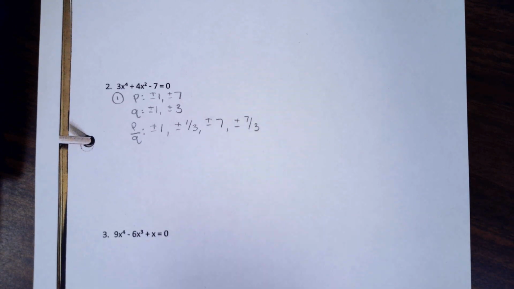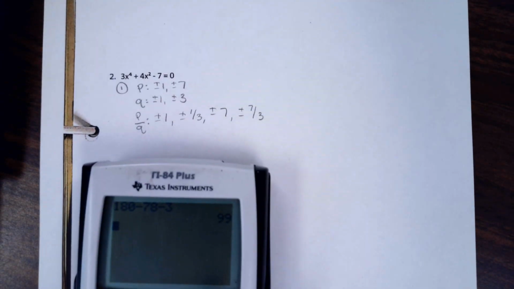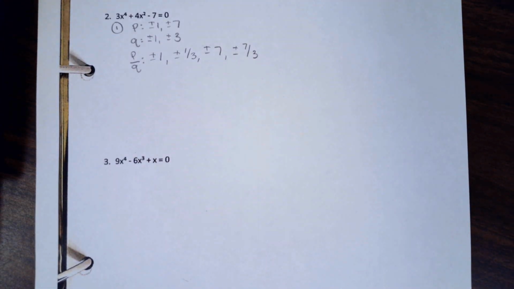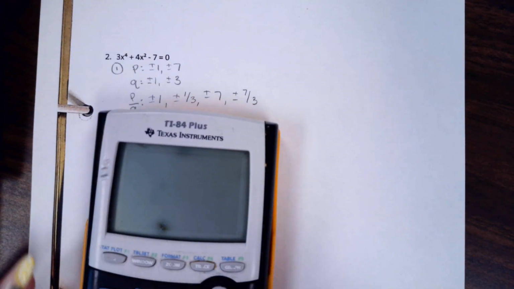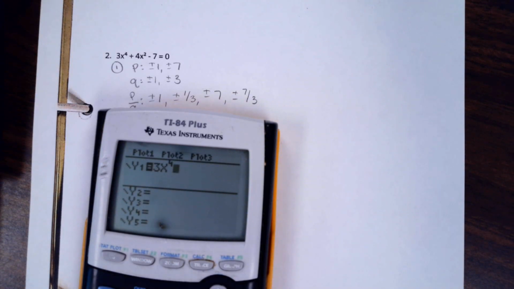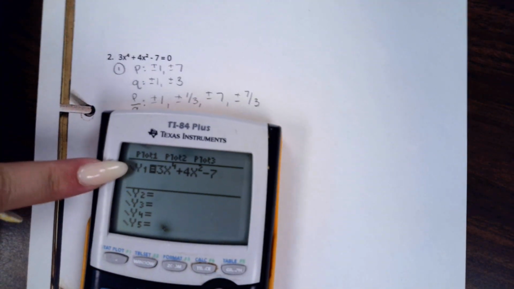Now that we have our list of possible rational solutions, we're going to find our rational solutions by using our calculator. You can't really see this calculator, let me grab another one. We need to put our equation into our y equals. So y equals, clear out whatever's in there. We have 3x to the 4th plus 4x squared minus 7. So we put this equation here.